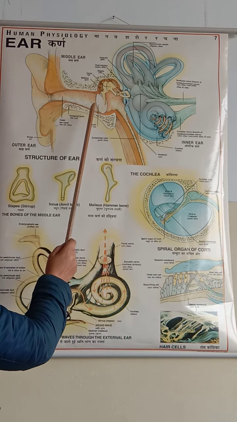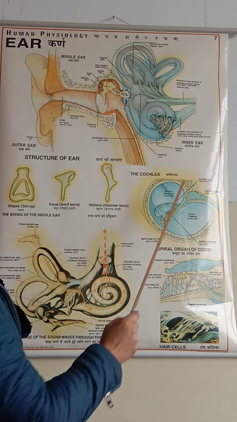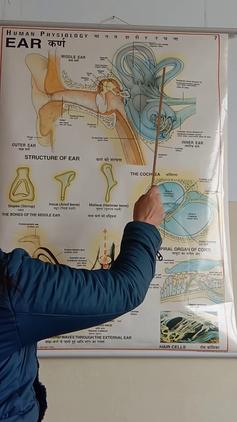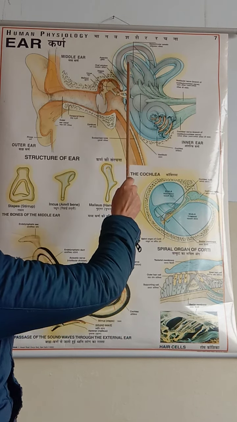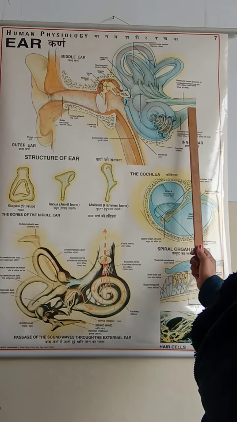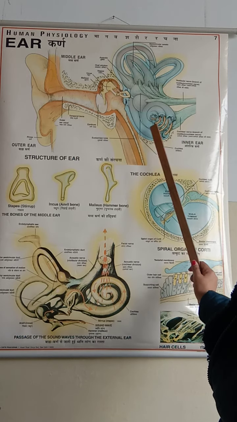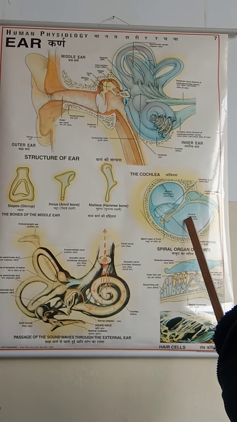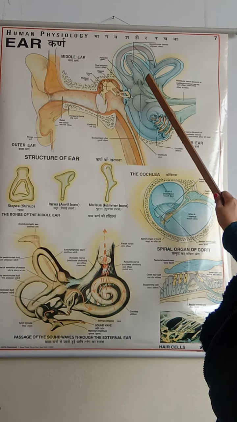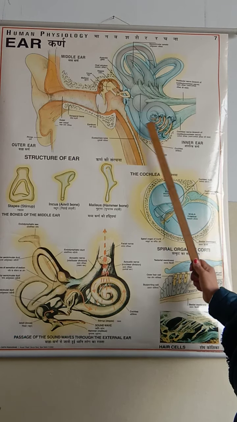Now coming to the internal ear, you can see this rounded structure. This is the cochlea, and here is the cochlear nerve. Then you can see three semicircular structures. These are semicircular canals. Before coming to the transverse section of the cochlea, these semicircular canals have swellings at the ends. These are called ampulla.